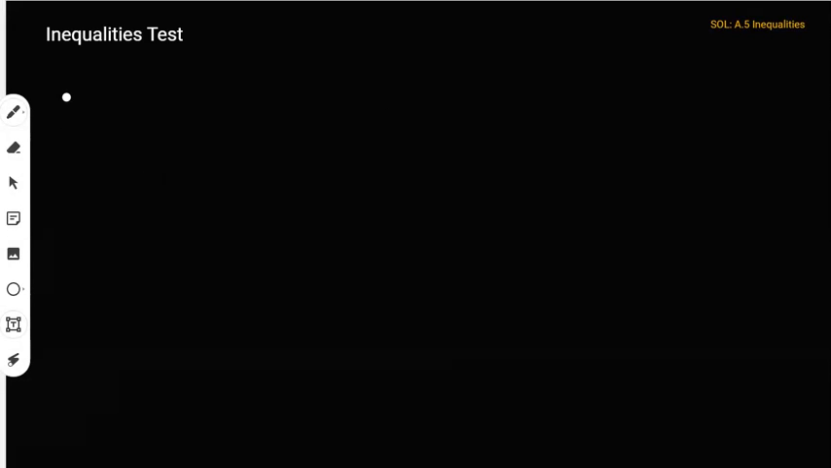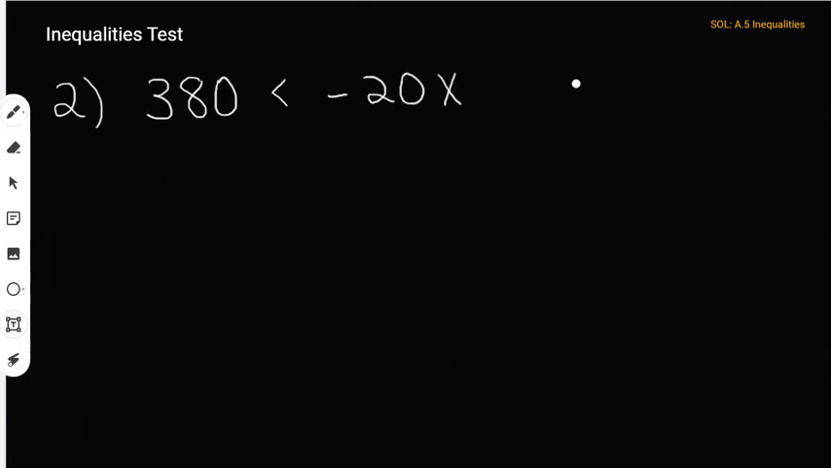Okay, so let's try number 2 together. So number 2 says 380 is less than negative 20x. So for this one, you're always trying to get the x by itself on one of the sides, either the right side like it is now or on the left side.